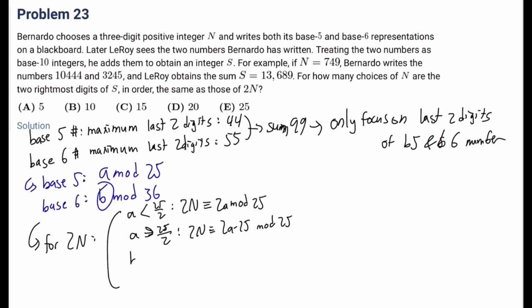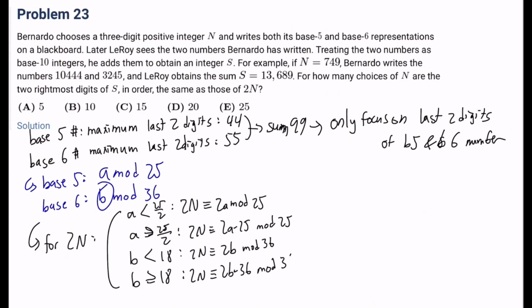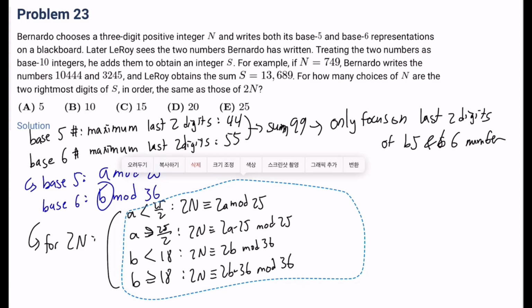Same thing for b. If b is less than 36 over 2, that's just 18, then 2n is congruent to 2b mod 36, because 2b is less than 36. But if b is greater than or equal to 18, then 2n is congruent to 2b minus 36 mod 36. That's because 2b itself is greater than 36, so for it to be mod 36, we have to subtract. Let's take these values to our next page.